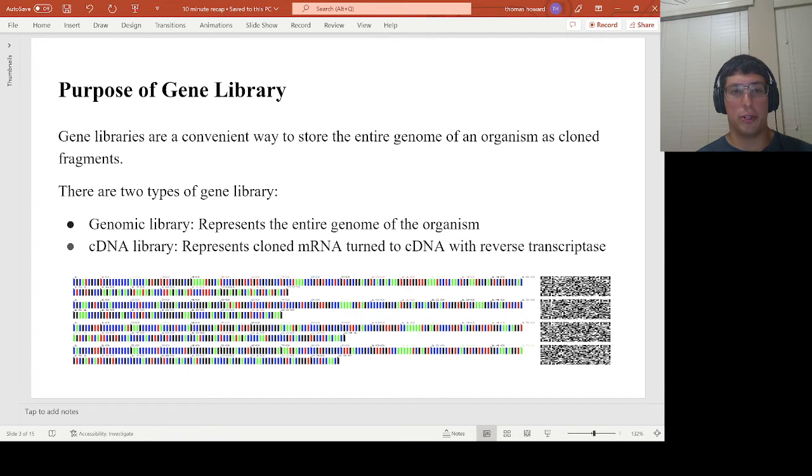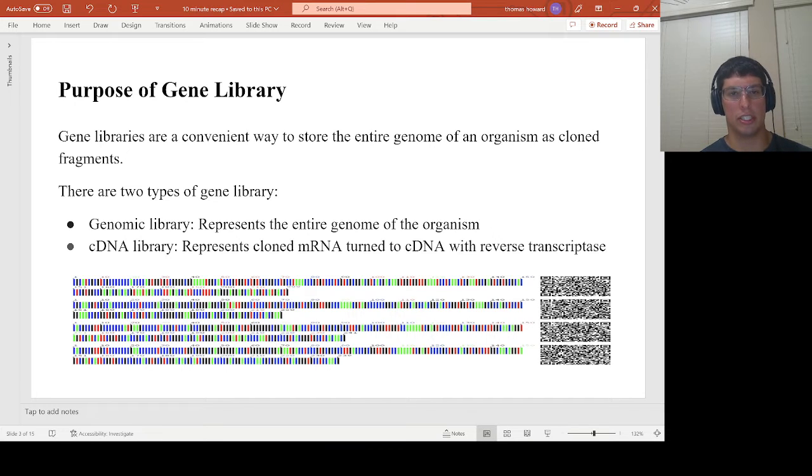So the purpose of the library is to create a convenient way to store the entire genome of an organism as clone fragments. This is convenient because it allows scientists to immediately find a gene of interest and begin working with it, rather than having the scientist go sequence the entire genome and find the gene of interest, then use PCR or some method to create copies of the gene. They can just immediately start working with it. And we also have the added benefit of having the entire genome stored as clones and have already been sequenced.